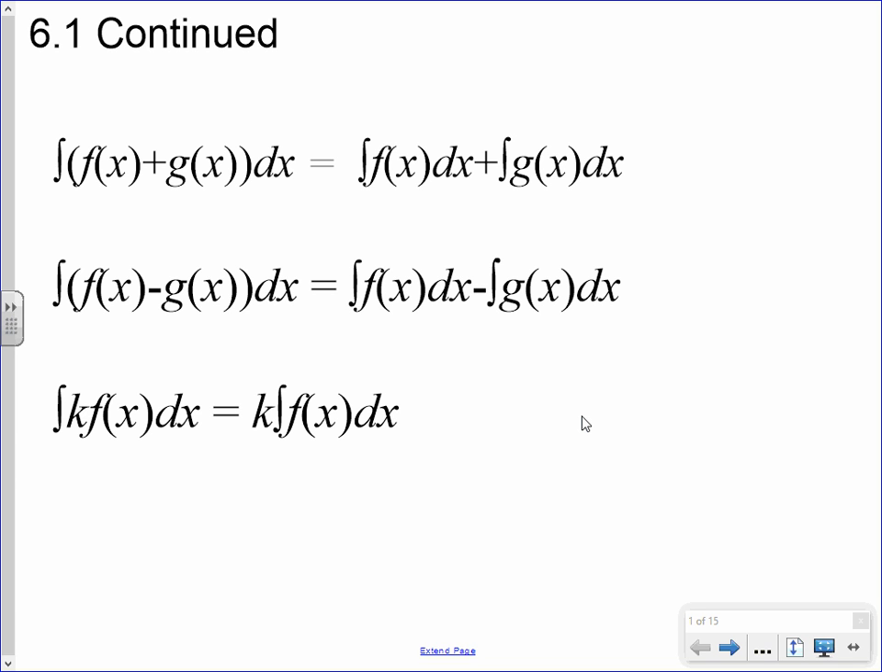If we have addition inside of our integral, we can split it into two separate integrals by adding them together. If we have subtraction inside of our integral, we can separate it into two integrals and just subtract the two. If we have a constant multiplied to our function inside the antiderivative, it is the same as if it's multiplied to the outside of it.